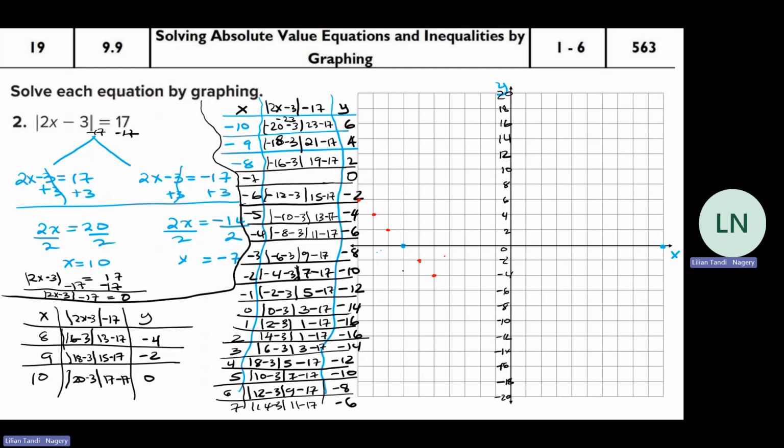-4. Somebody, who is this? -4 and -6. -3 and -8. -2 and -10. -1 and -12. 0 and -14. That's my y-intercept. 1 and -16. I continue. 2 and -16.